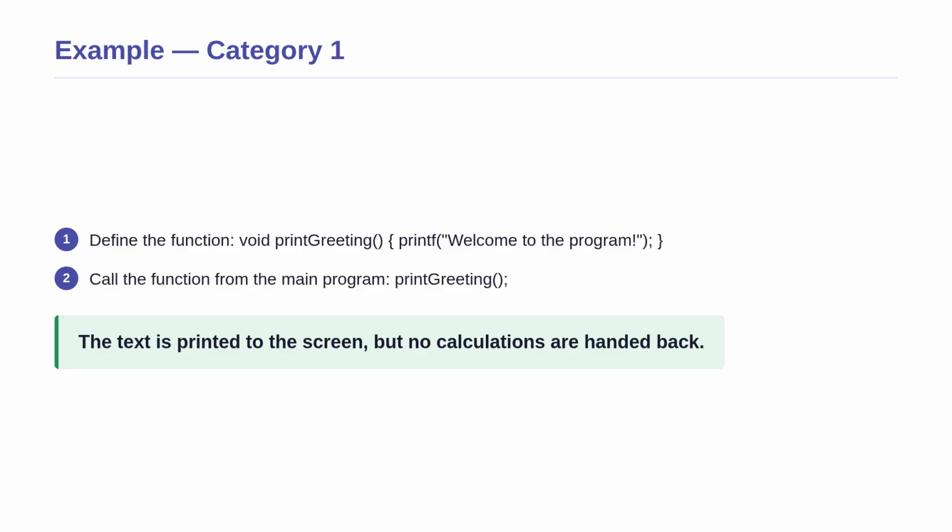Let us see this first category in action with a concrete example. We define a function called printGreeting using the void keyword since there is no return value, and empty parentheses since there are no arguments. Inside, it simply prints a welcome message. When the main program calls this function, the text appears on the screen immediately. Notice that no calculations are handed back to the main program. The function does its specific job and quietly finishes. This is the simplest form of a function.